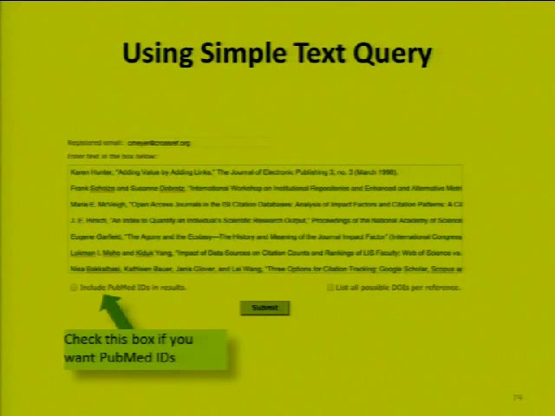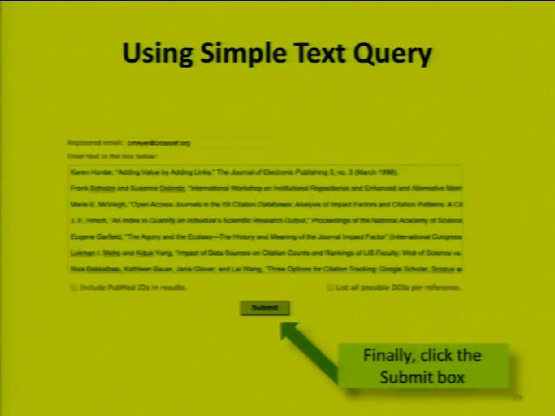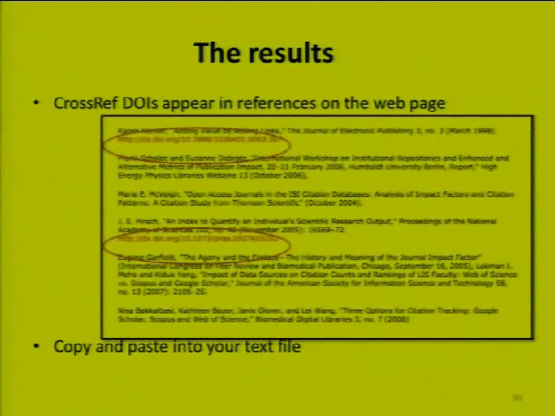If you want the PubMed ID, you can tick that box, and then you hit the submit box. And what happens is this. On the same web page, you get all the references again with all the DOIs linked in. So you can cut and paste the whole block of references back into your Word article. So it's a really simple system, and they all come in fully formatted. So it's a really good system.